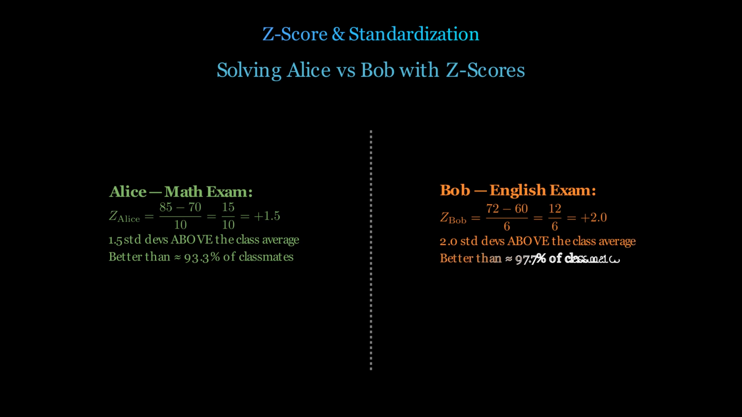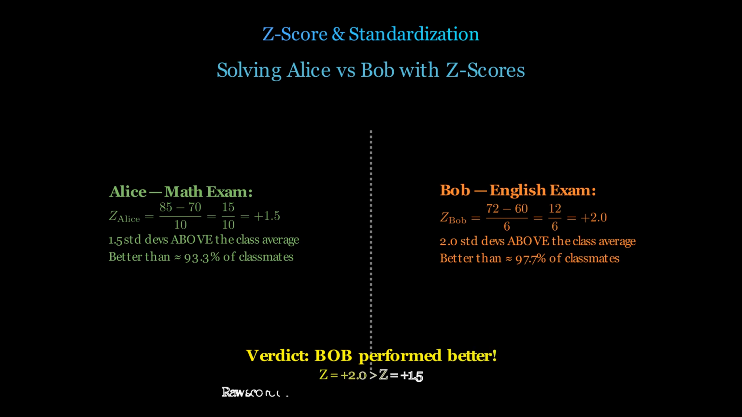97.7% of his classmates. The verdict: Bob actually performed significantly better relative to his peers, even though his raw score of 72 was lower than Alice's 85. Z equals 2.0 is greater than Z equals 1.5. Bob wins on the standardized scale. This is the power of Z-scores. They reveal the truth that raw numbers hide.